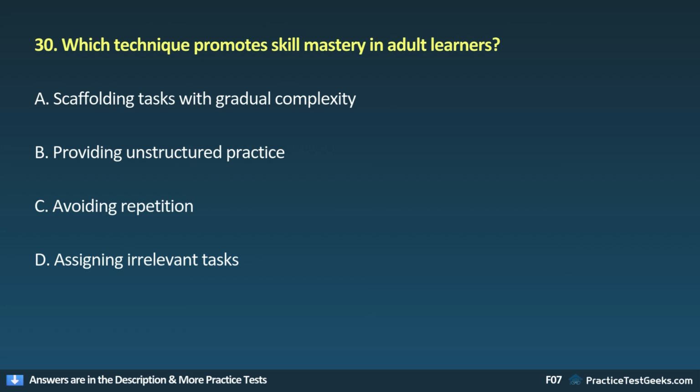30. Which technique promotes skill mastery in adult learners? A. Scaffolding tasks with gradual complexity. B. Providing unstructured practice. C. Avoiding repetition. D. Assigning irrelevant tasks.